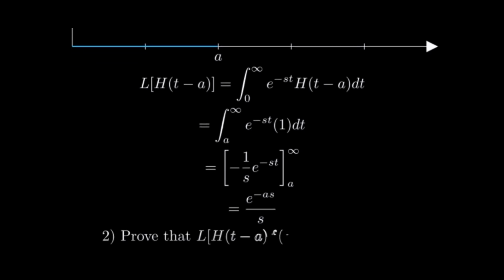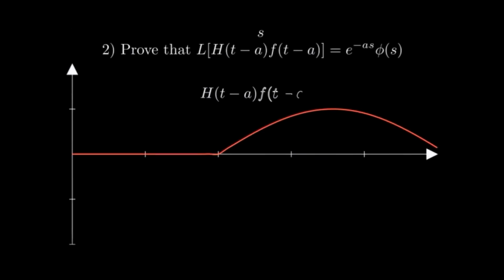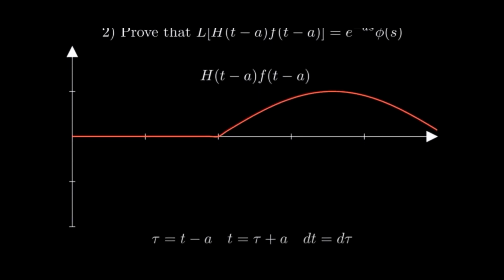For our second problem, we need to prove that the Laplace transform of h(t-a) times f(t-a) equals e to the negative as times phi of s. This is a generalization of our first result. Let's solve this using a change of variables. Let's substitute tau equals t minus a.